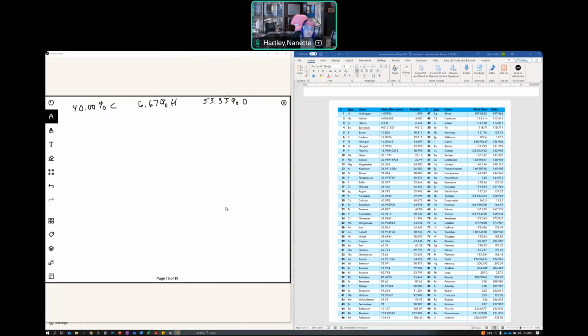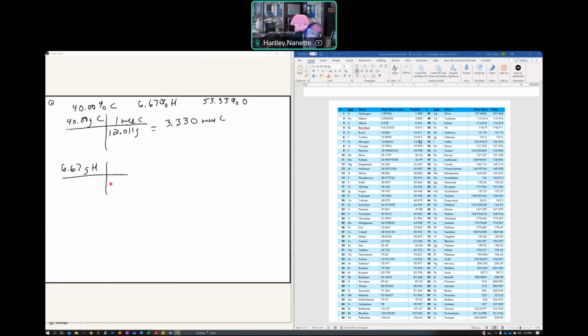My process here is to assume that's out of 100 grams. So that means I would have 40.00 grams of carbon. We'll convert that to moles by dividing by the molecular weight of carbon. Again, carbon is here, so he's 12.011 grams for 1 mole of carbon. Gives me 3.330 moles of carbon.